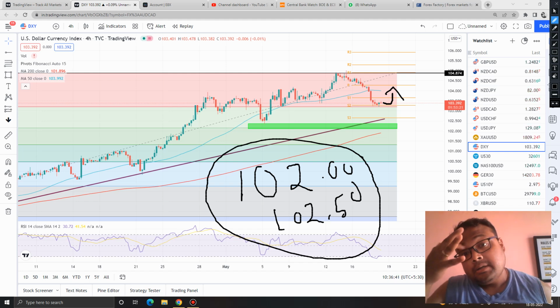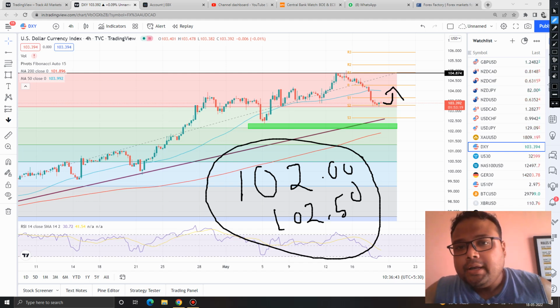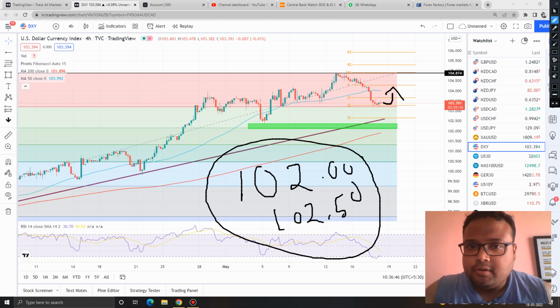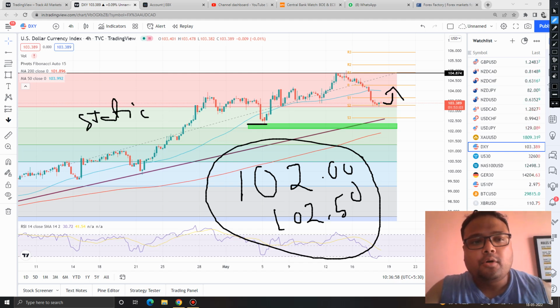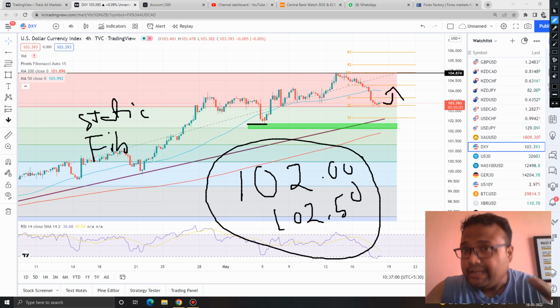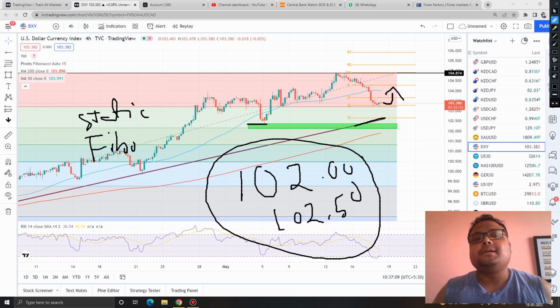Why is this level so important, and why is there a high possibility of DXY bouncing from it? Because this is not only a support zone in the form of static support, it is also the Fibonacci 38.2% retracement level, and in addition to that we also have a trend line. If we combine all the factors here, there's a high chance that buyers will try to reverse the market from here, or at least push the market up from here.